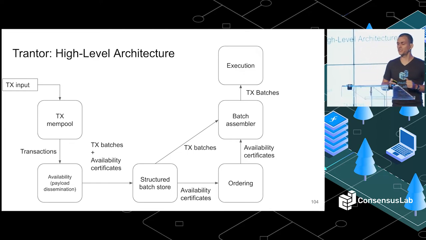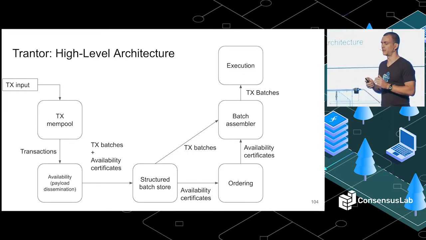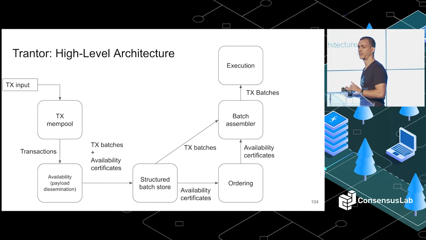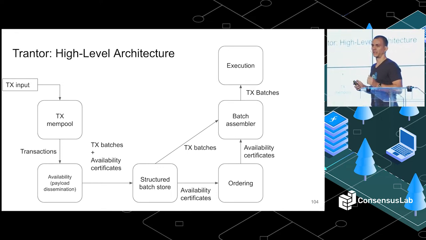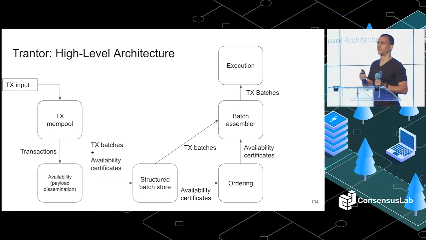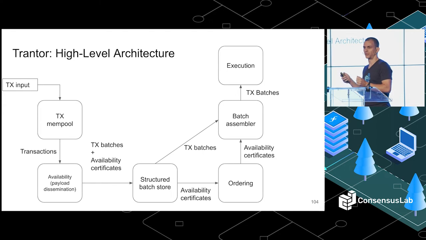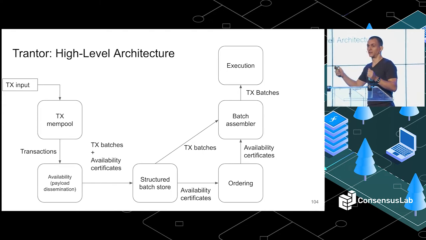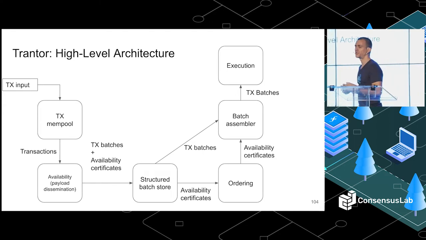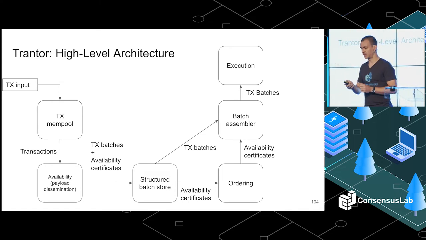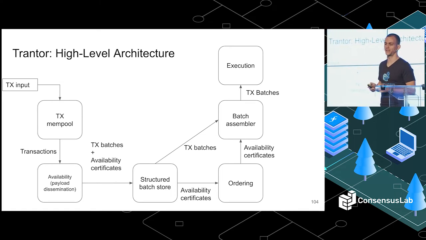Now, we store these batches and the certificate in a structured batch store. It can be just a dummy key-value store without anything else. It can be smarter, optimizing other things that can be used later for optimizing the consensus protocol or fetching. That is open and that is supposed to be this flexible.